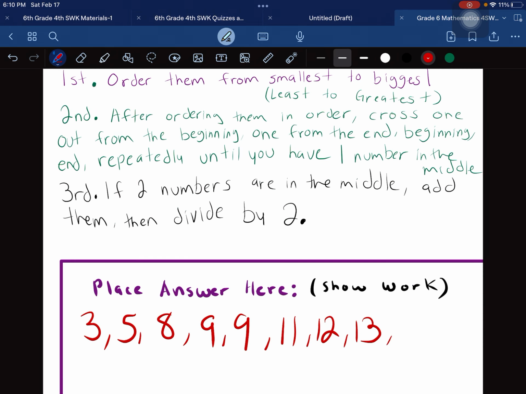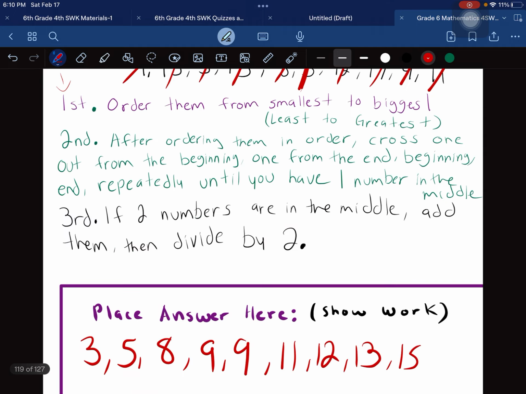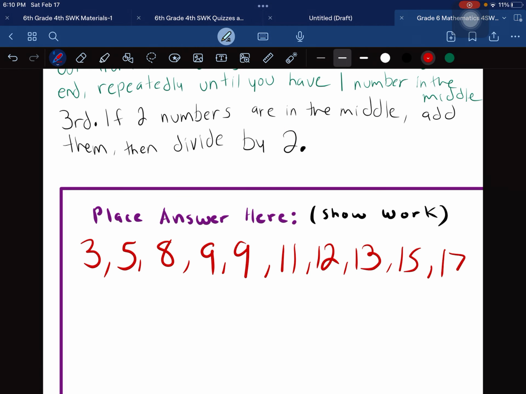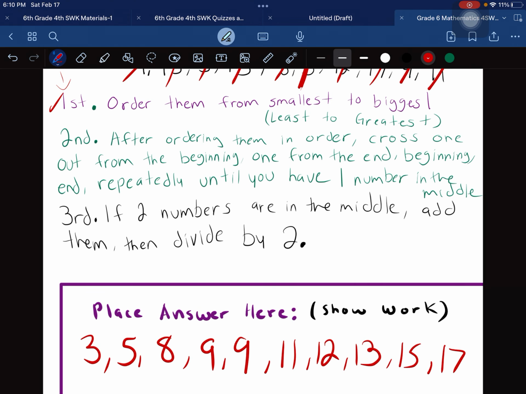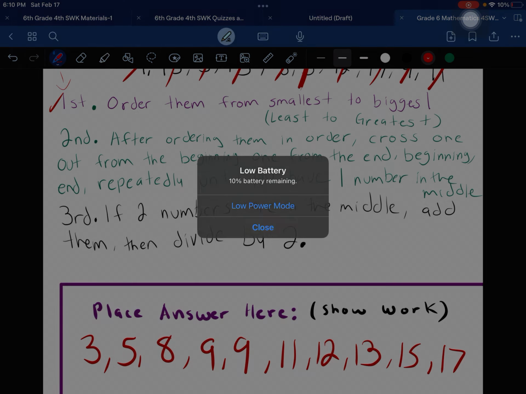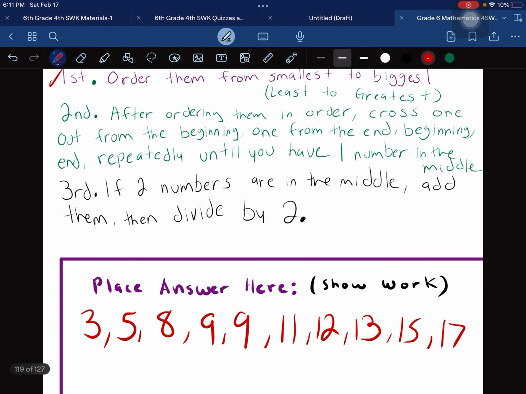Then 15 is the next smallest. Then 17 is the last number, if I'm not mistaken. Okay, perfect. Now, we already did step 1. Awesome. Second step. After ordering them in order, cross 1 out from the beginning, 1 from the end. Beginning, end. Repeatedly until you have 1 number in the middle.